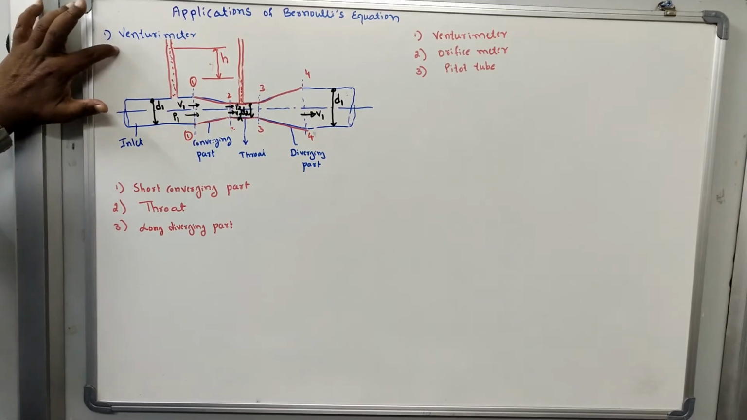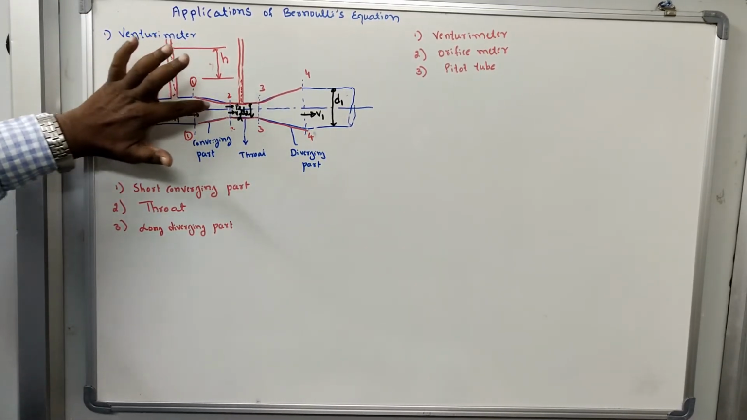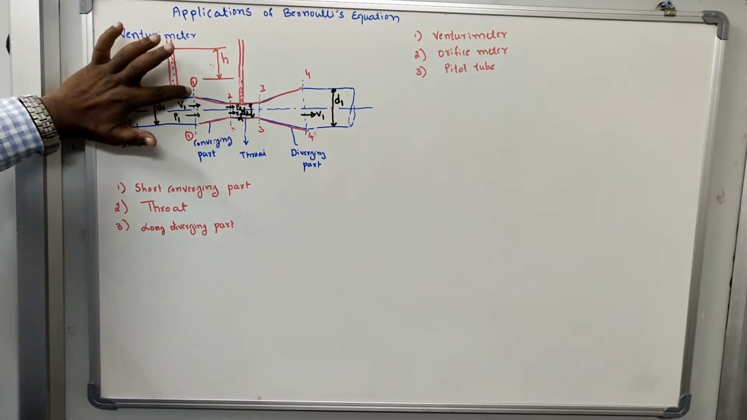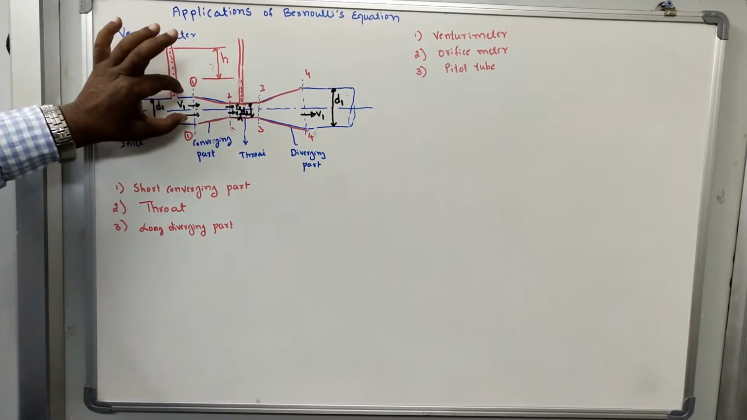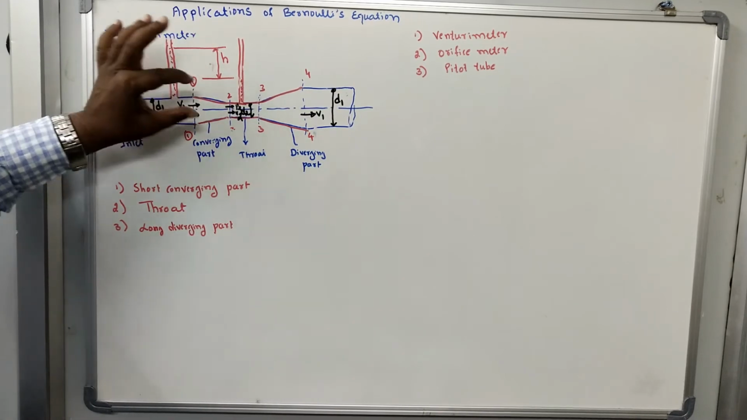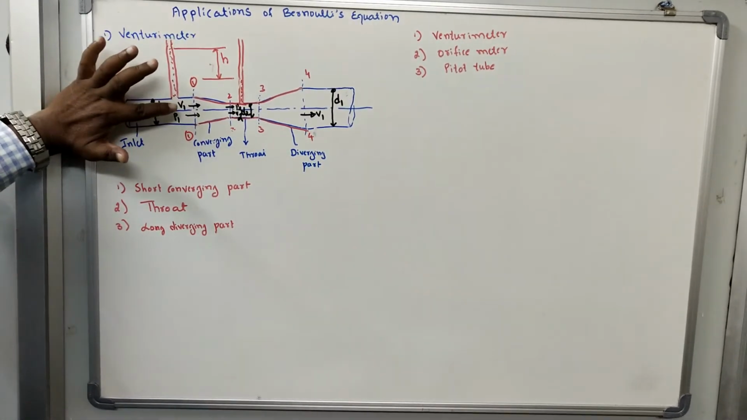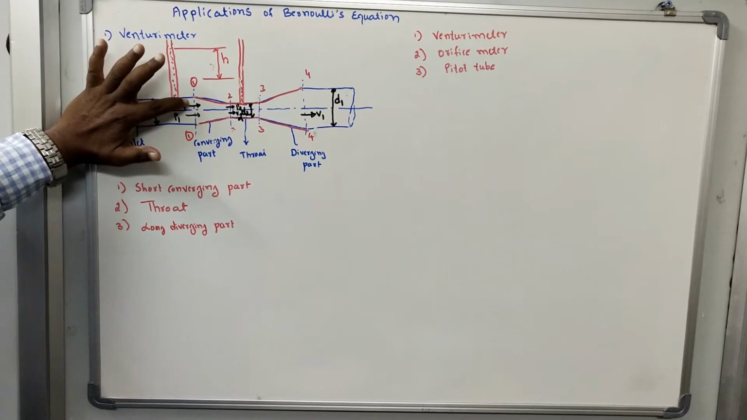The venturimeter consists of three parts. One is the converging part, that is from section 1 to section 2. The diameter of the pipe is reducing from D1 to D2. So this is called converging, and this is of shorter length. Why is it of short length?